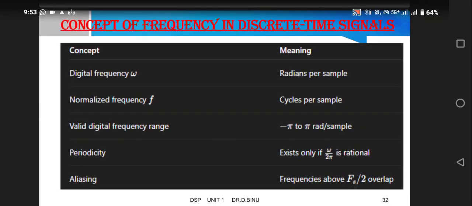The concept of frequency in discrete time sequence. Discrete frequency omega is in radians per sample. Normalized frequency is in cycles per sample. Valid digital frequency is minus pi to pi radians per sample. Periodicity: x of n is periodic if omega by 2 pi is a rational ratio. Aliasing occurs for frequencies beyond Fs by 2.